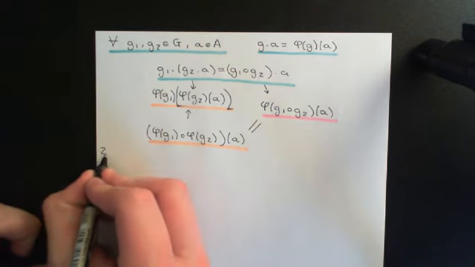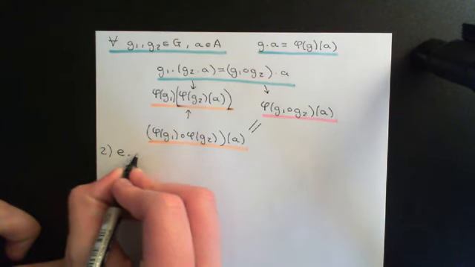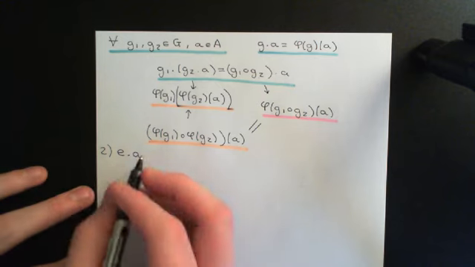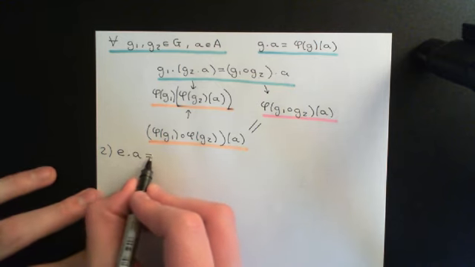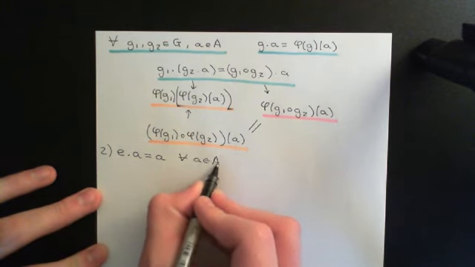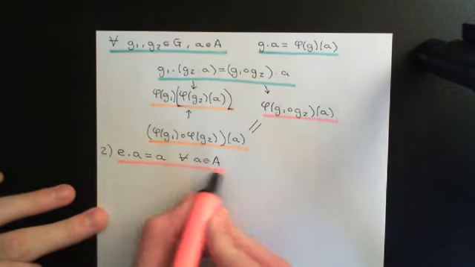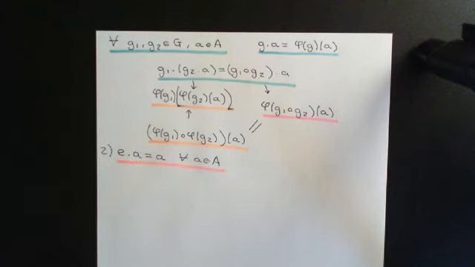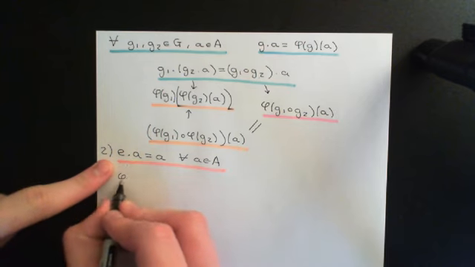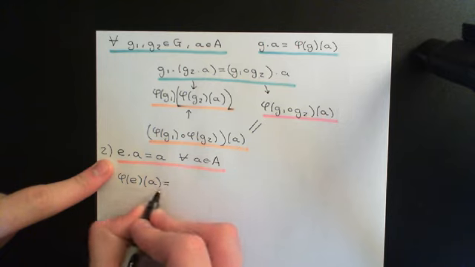Now let's turn our attention to axiom number 2. Axiom number 2 says that the identity element of the group must act on the set A and take all elements of the set A to themselves. So E dot a must equal a for all little a an element of the set capital A. How can we prove that that is true? Again, we just need to apply the definition of how we've defined the group action. E dot a in this case will be phi of E acting on the element a, so phi of E of a.